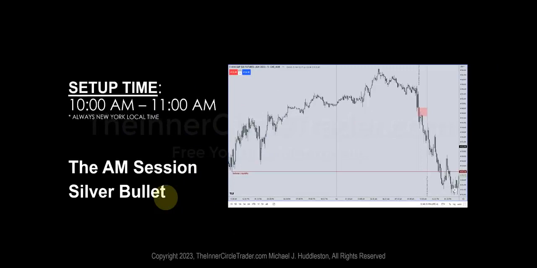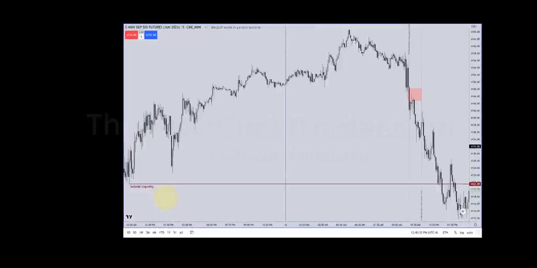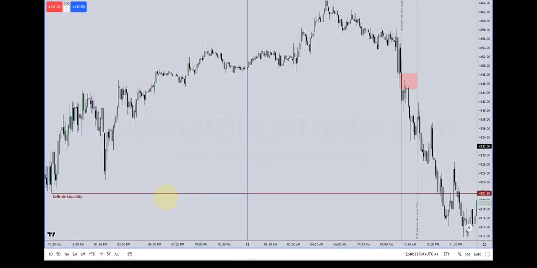All right, the second one in our continuing list of ICT silver bullet setups is the AM session. Now this one is focusing on the 10 a.m. to 11 a.m., always New York local time. And let's take a closer look at this one now. Okay, so we are looking at the E-mini S&P once more. And the idea is between 10 a.m. New York local time and 11 a.m., we wait for when the market's bearish.